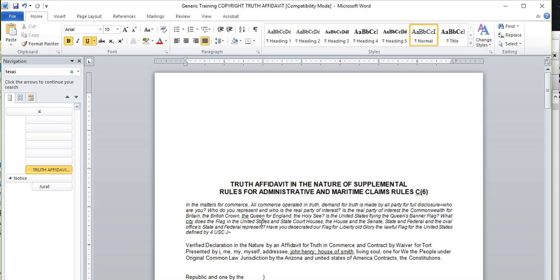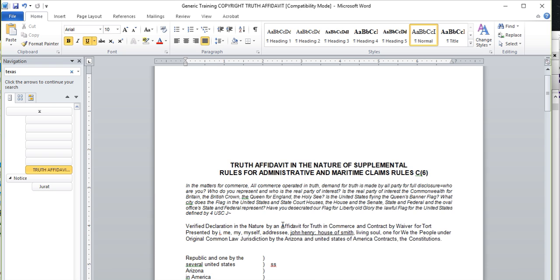Now, there's a lot of the stuff in here that I like. As a matter of fact, you could take out all the commerce stuff and use it. But I wanted to leave it in there for the purposes of this video, to show people what's there. You can remove it, though I'm not sure that I would. You could probably still use Maritime Claims Rules C6. But it's talking about the Queen of England, the real party of interest for the Commonwealth, for Britain, the British Crown, the Queen of England, the Holy See. Is the United States flying the Queen's banner flag? That's all in the preamble here.